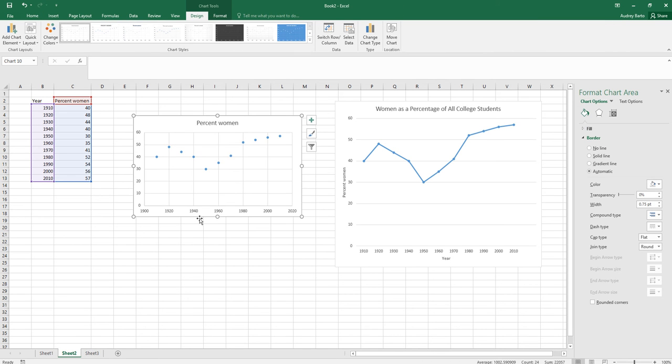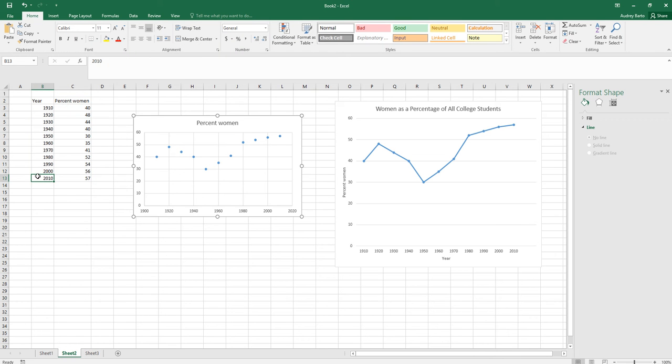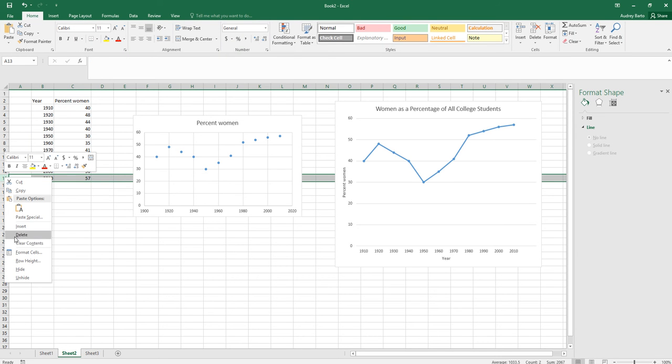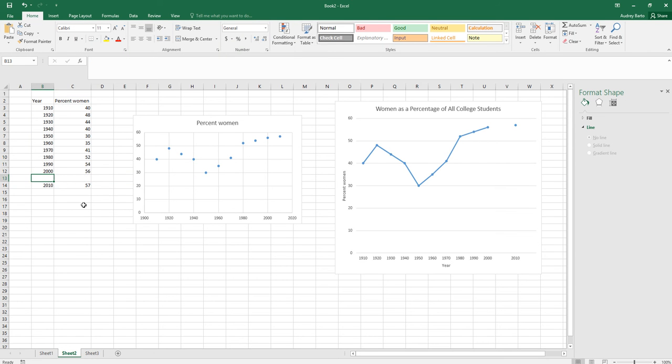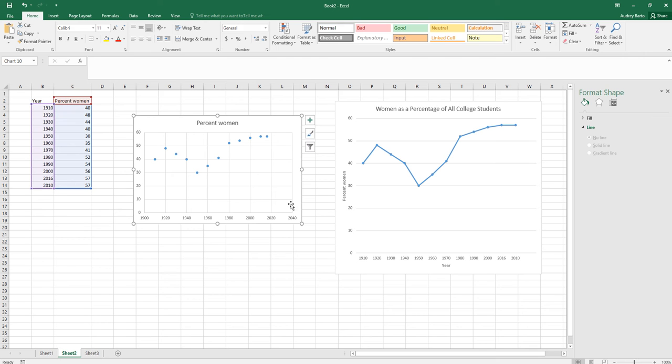Here's the scatter plot, and let me show you what this would look like. Let me just insert a data point, 2016 and 57. And there it is. You'll notice that it placed it appropriately between 2000 and 2020. It didn't add anything to the axis here, and it kept this scale of increases by 20 years, which is what I'd like to see.